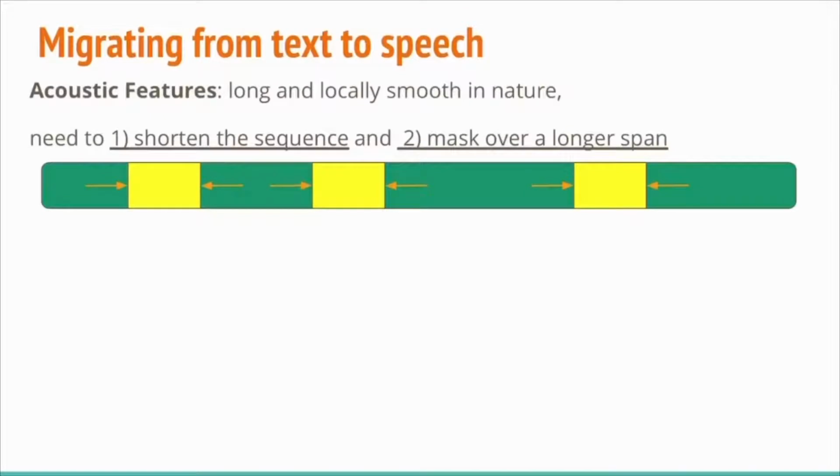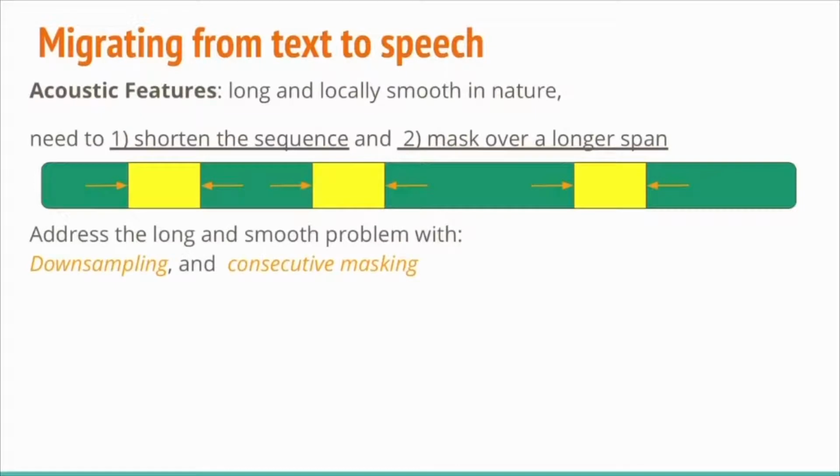Now, I would like to address some of the main differences between BERT, an NLP model that operates on discrete text, and our model, Mockingjay, that operates on acoustic features. As we all know, acoustic features can be very long in sequence length and locally smooth. Hence, we need to shorten the input sequence and mask over a longer span. The solution to the above two problems is downsampling and consecutive masking, which we will illustrate below.